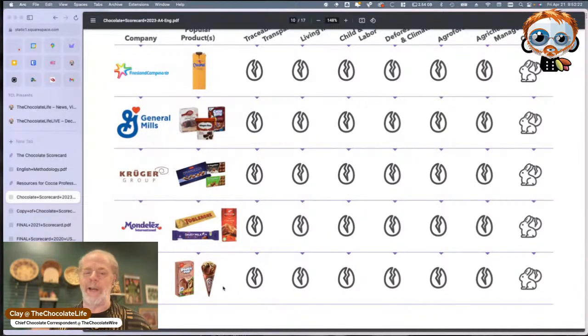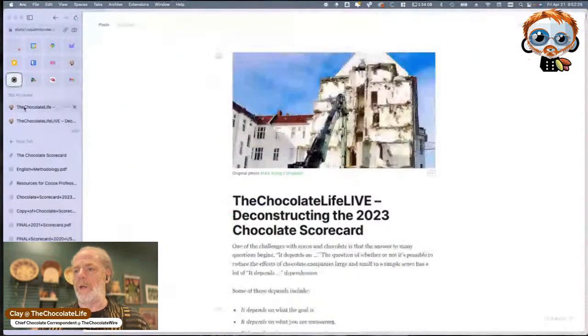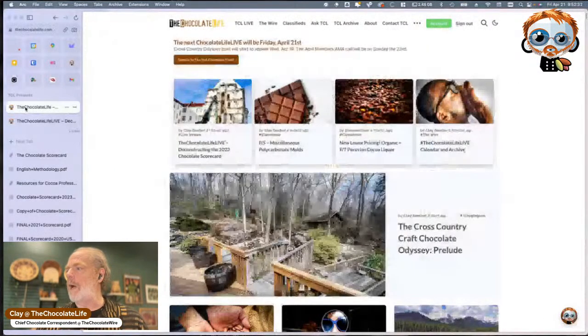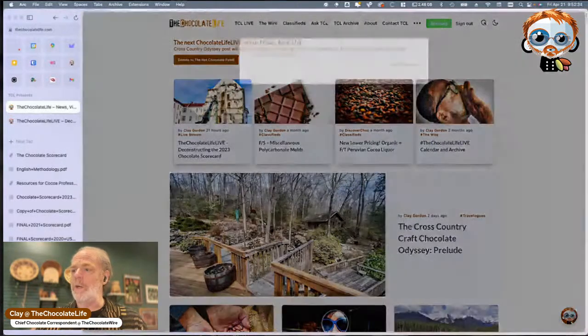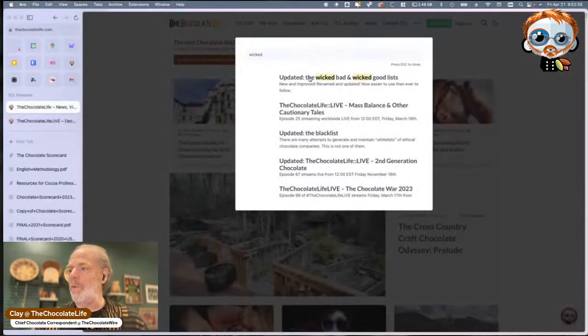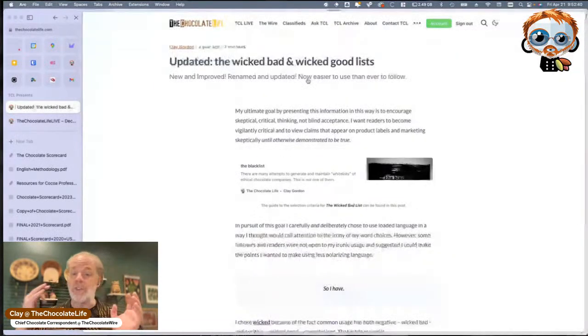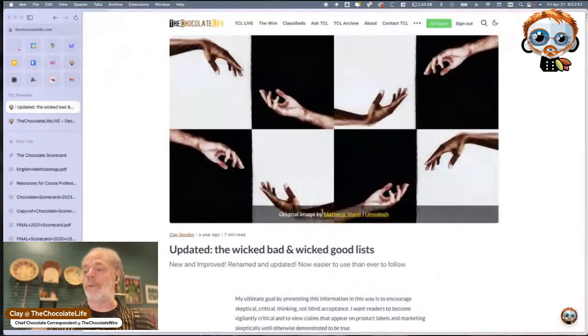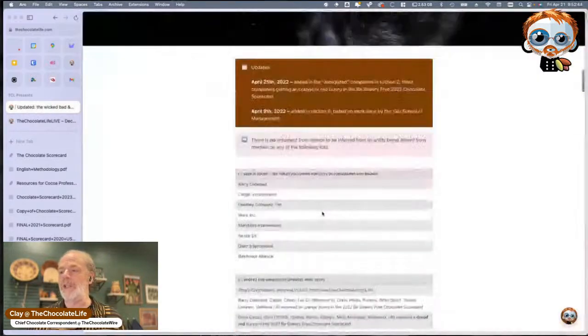I look at this and I put together an entire post on the Chocolate Life, I believe. Oh, by the way, search is now working. If I search for Wicked, the Wicked Good and Wicked Bad lists, I've started this process. It's incredibly time consuming, as you might imagine.